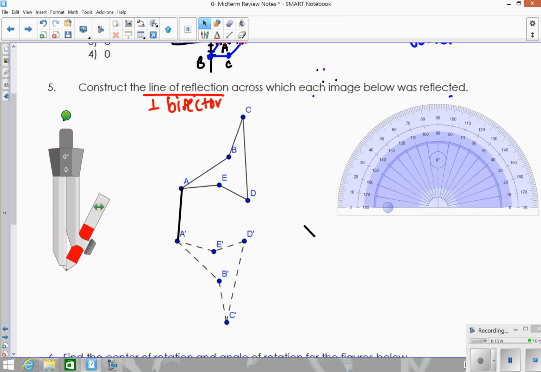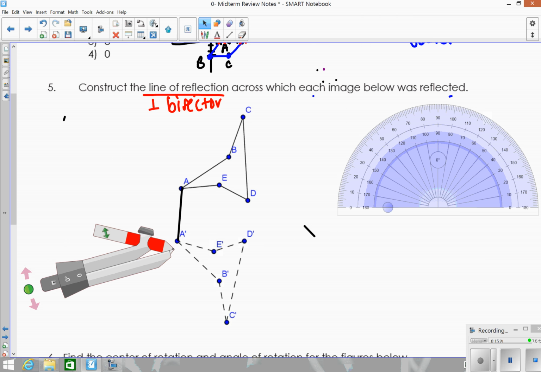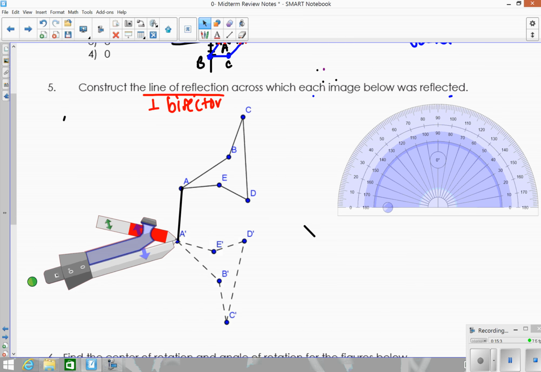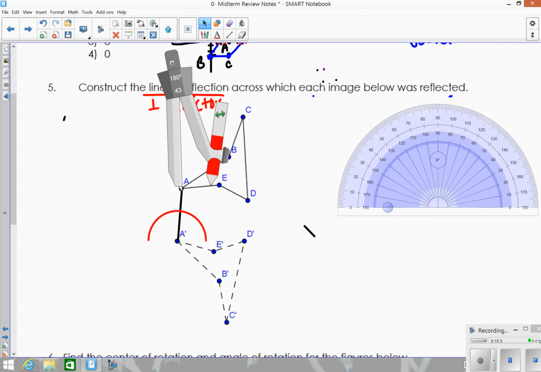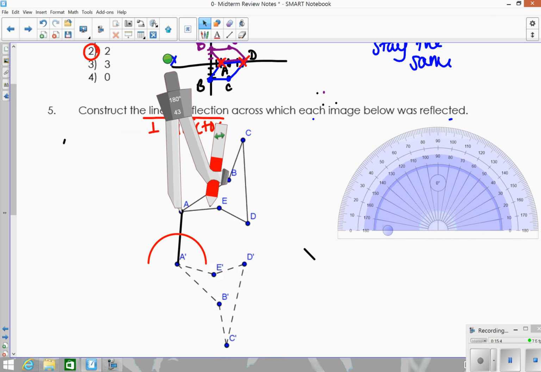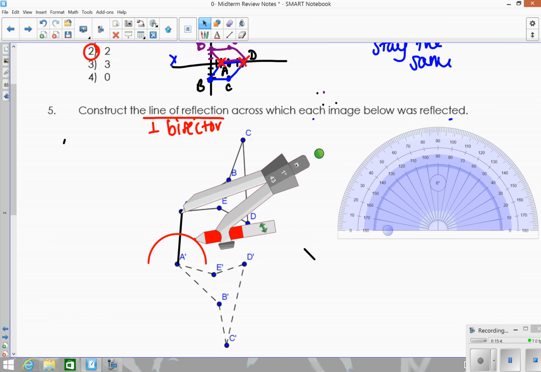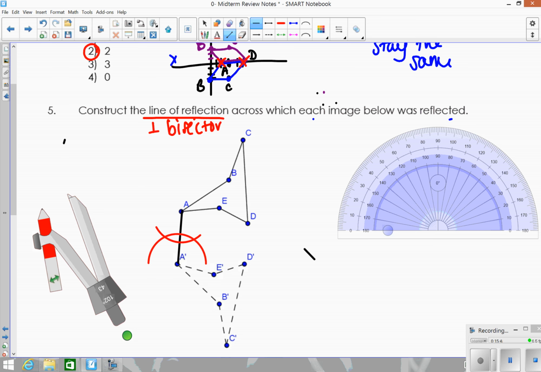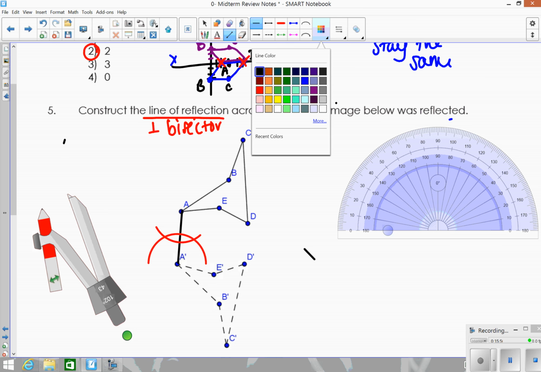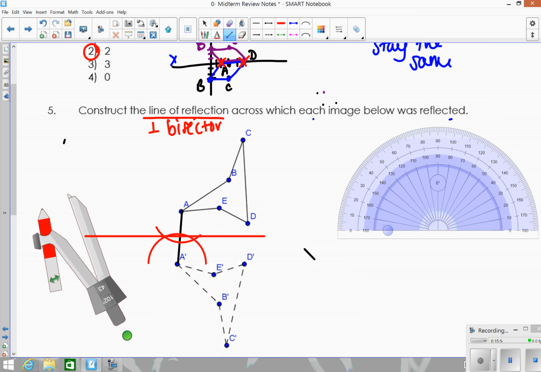So let's take our compass, and we're going to go more than halfway whenever you do the perpendicular bisector. Draw your arc, and then go up to A, and do the same thing. Draw your arc, and then the line of reflection is going to be the line that goes through those 2 points. I'm going to change the color of this. I'm going to fix it so it actually goes through both of them.